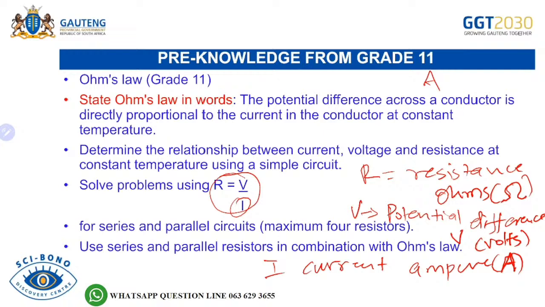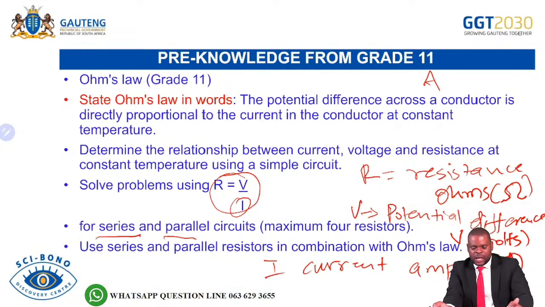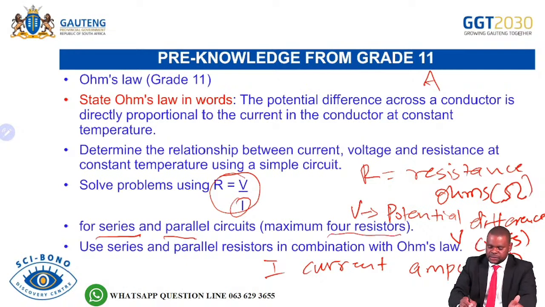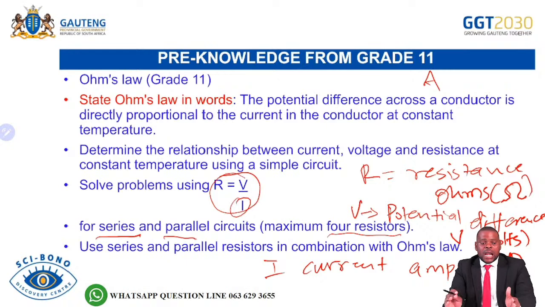Let's continue by saying we'll be looking at resistors that are connected in parallel and in series. When we're counting the number of resistors in the circuit, it must be a maximum of 4 resistors. Are we together? In grade 12, we are not allowed to have more than 4 resistors in one circuit. We must have a maximum of 4.